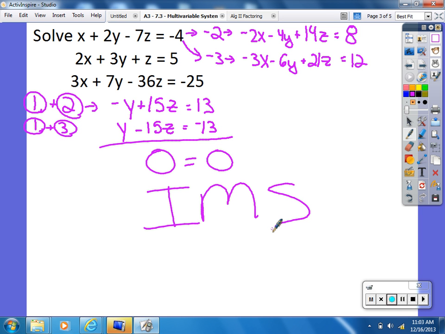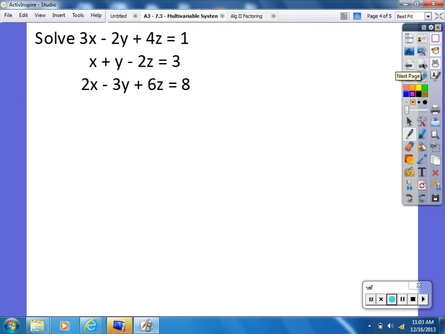Okay, so I have a question for you. What if this had been a positive 13, so I get 0 equals 26 instead? That's a no solution problem. Very good. Okay. One more. I'm going to give you guys a couple minutes to work on it, and we'll see how you do.